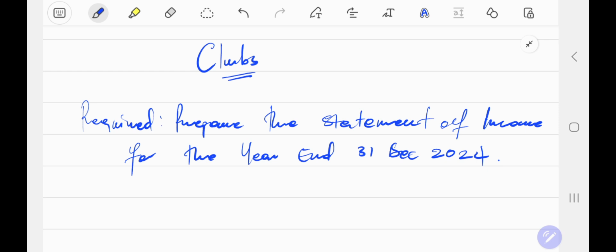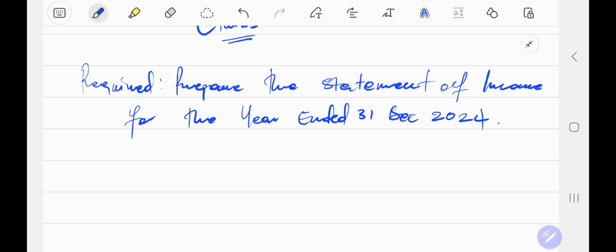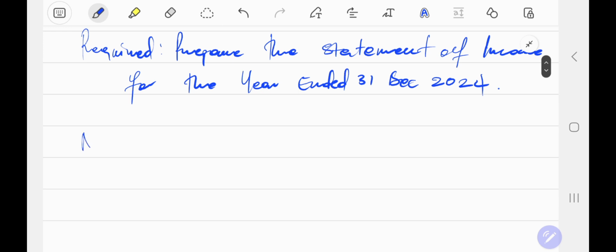So let us say when you get a question, it's asking you to prepare the statement of income for the year ended 31 December 2024. So when you get a question like this, what you are going to do is go to your answer book and write down the structure of the statement of income for the end of 31 December. So obviously you would start with the name of the club, right? You start with the name of the club, and then from there you write the heading, the statement of income for the year ended 31 December 2024.